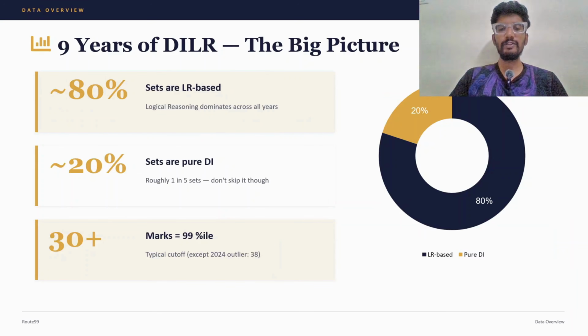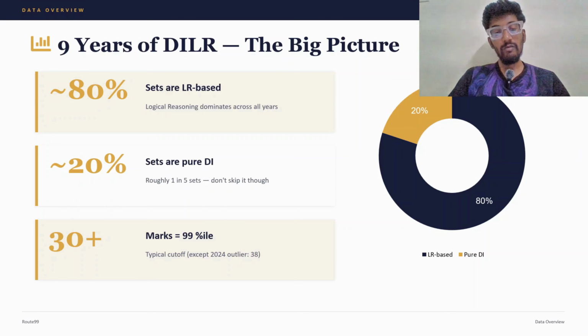Now let's understand the big picture. Imagine we have collected every DILR set from 2017 to 2025 and we put them on a table. What could we see, guys? We would discover that 80% of DILR topics are LR based and 20% are DI based. So this completely changes how most students think about DILR. Many aspirants spend months solving charts and graphs. Meanwhile, CAT keeps asking logical puzzles, arrangement, and assignment.